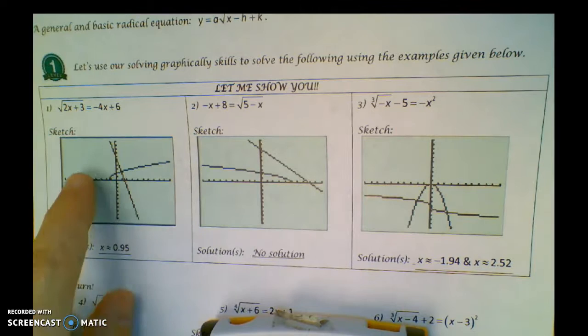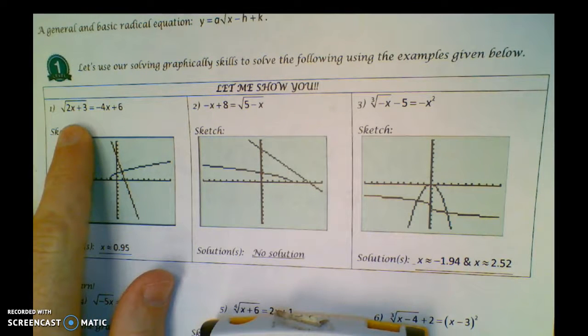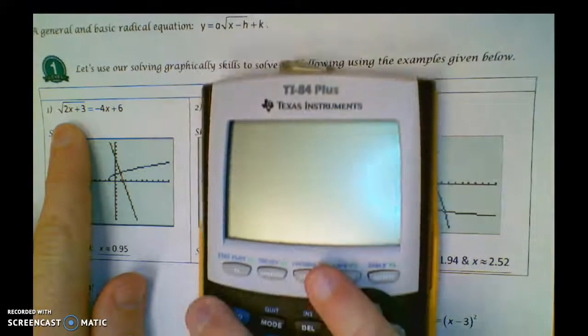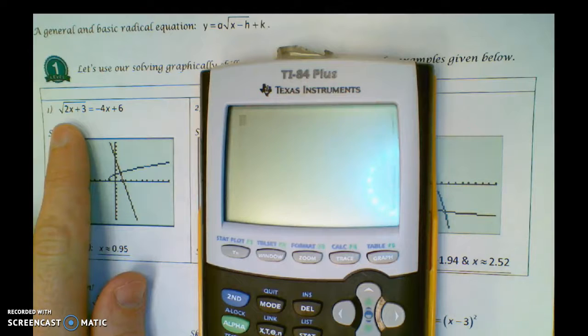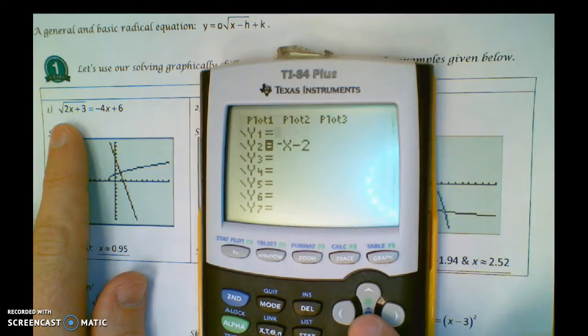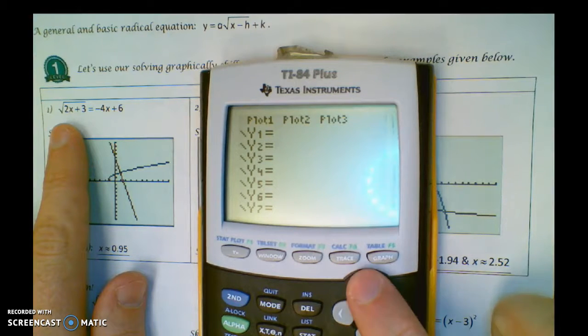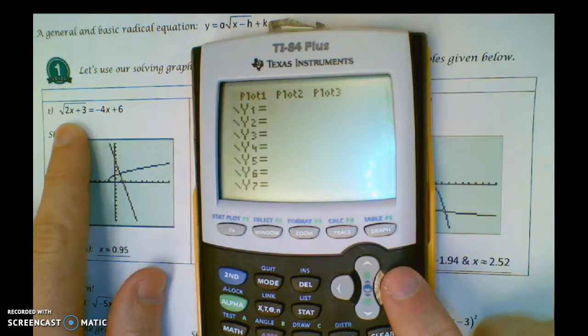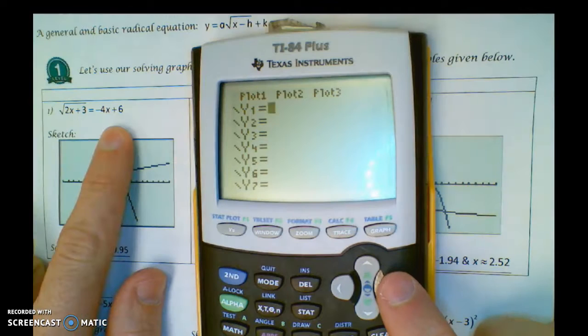To get to this solution, I'm going to graph the equation on my graphing calculator, and all that requires is that when you use your graphing calculator, you hit y equals, clear out whatever's in that screen, and now remember when you're solving graphically, you type in each side of the equation. One is y1 and the other side is y2.